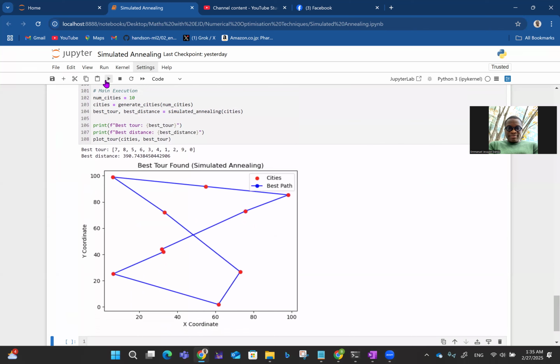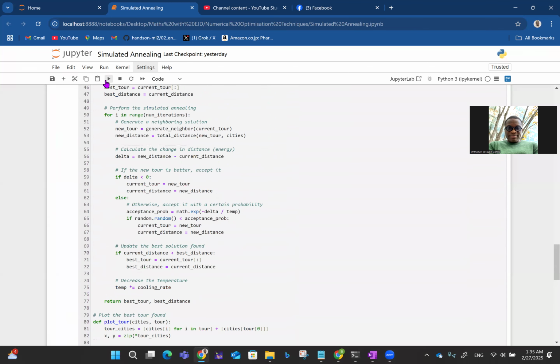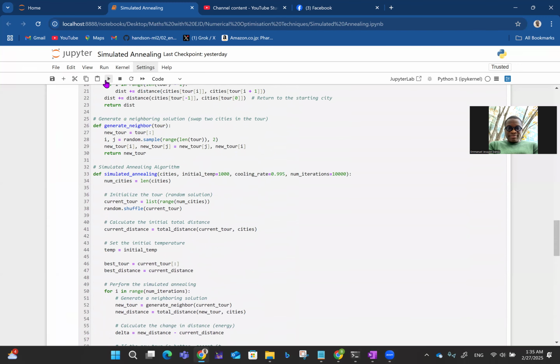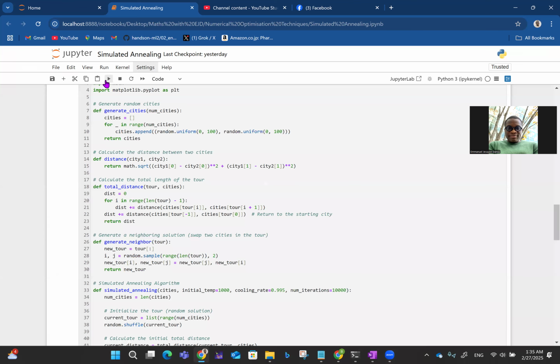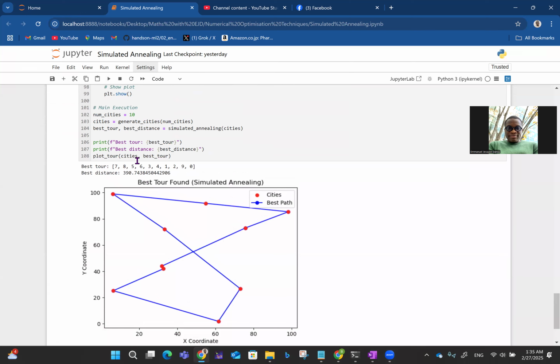So the best tour here, if we have 7 cities, let me see where specific distances are given. Okay, cooling rate is 0.995, all right. And then the initial temperature is 1000 based on simulated annealing. Since the cities are randomly generated, see what's happening here. In this case, the best distance is 390.74, maybe kilometers or something. So the best tour moves from city 7 to 8 to 5 to 6 to 3 to 4 to 1 to 2 to 9 to 0, and then goes back to 7. That's basically the thing here.